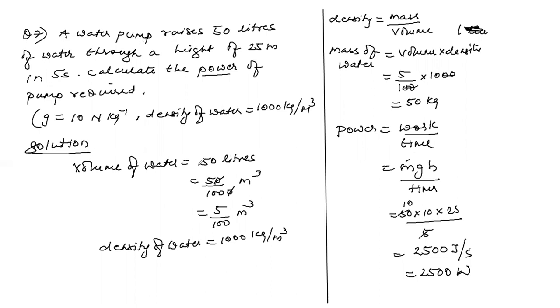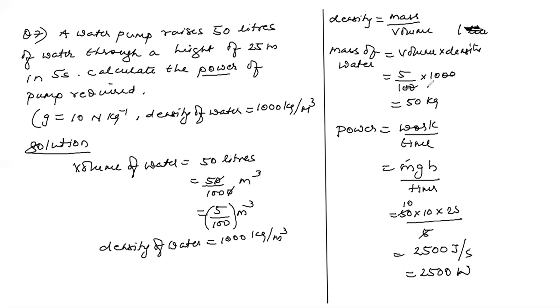What is given? The volume of water is given, 50 liters. If I want to convert into meter cube, divide by 1000. So it becomes 5 upon 100 meter cube. The density of water is given as 1000 kilogram per meter cube. Density is mass upon volume, so the mass of water should be the volume of water into the density of water.